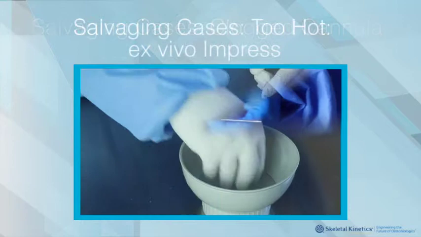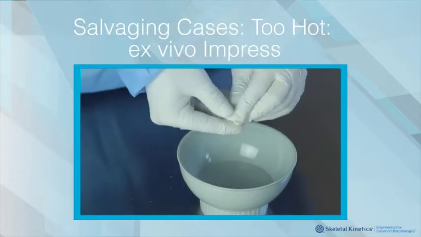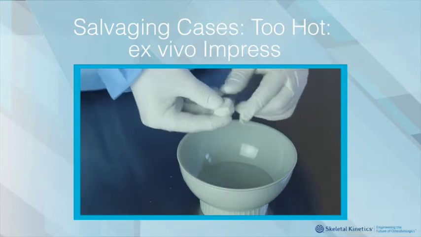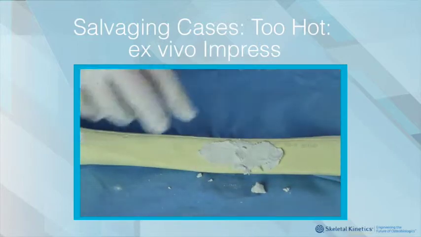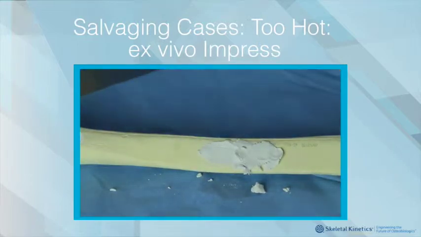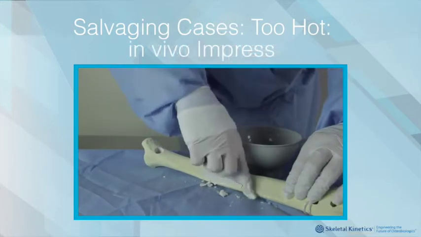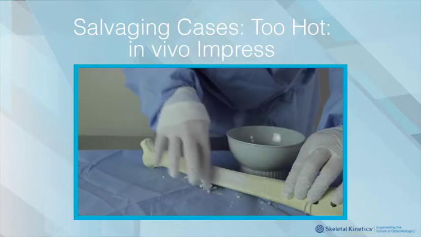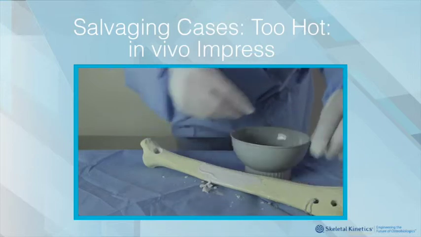To salvage a hot impress case, should you notice that during the collection process of an impress case that the material appears dry or crumbly, simply have the tech or surgeon dip their hands into saline and start handling the product once again. This will bring the product back to a viscosity level that's usable. Furthermore, during implantation, should the same thing occur, repeat the process by dipping his or her gloved hands into saline and then manipulate the product.